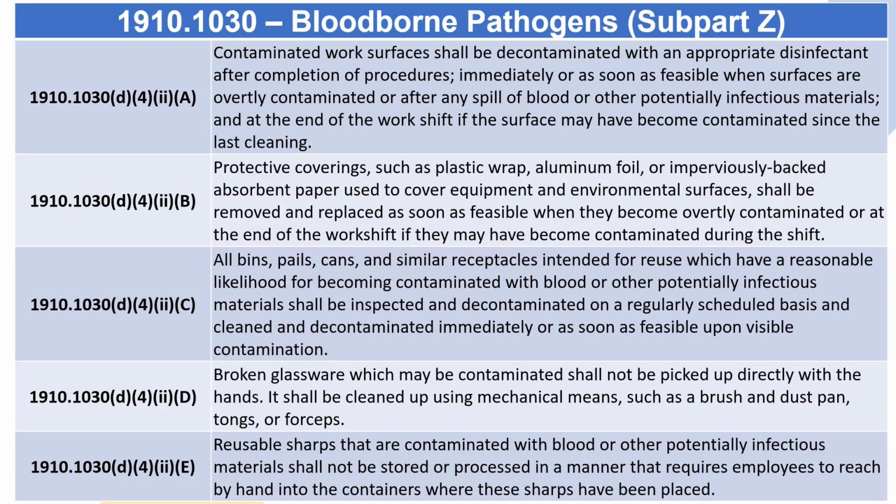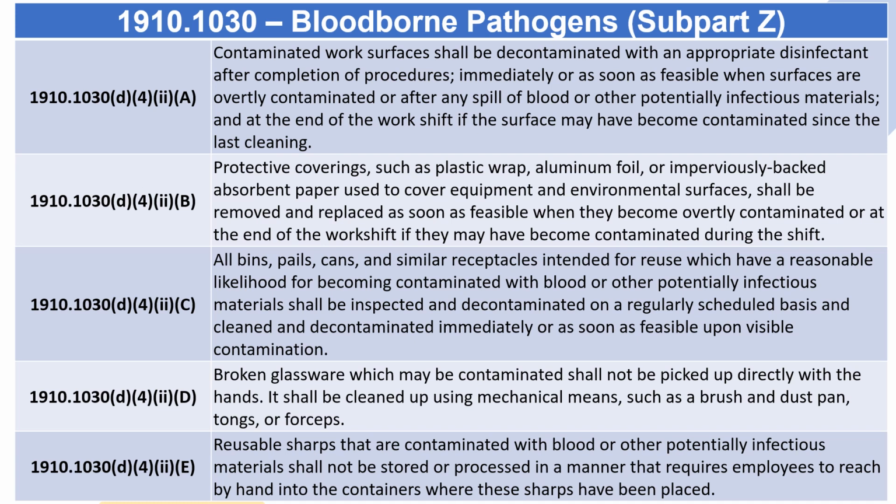1910.1030(d)(4)(2)(A) through (E): Contaminated work surfaces shall be decontaminated with an appropriate disinfectant after completion of procedures, immediately or as soon as feasible when surfaces are overtly contaminated or after any spill of blood or other potentially infectious materials, and at the end of the work shift if the surface may have become contaminated since the last cleaning. Protective coverings, such as plastic wrap, aluminum foil, or imperviously backed absorbent paper used to cover equipment and environmental surfaces, shall be removed and replaced as soon as feasible when they become overtly contaminated or at the end of the work shift if they may have become contaminated during the shift.